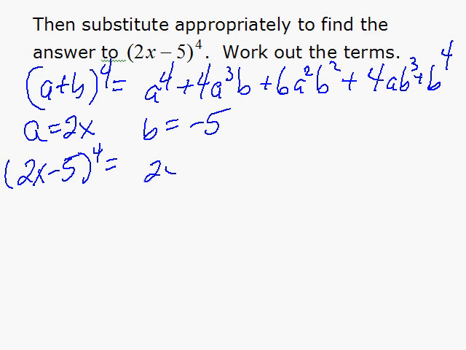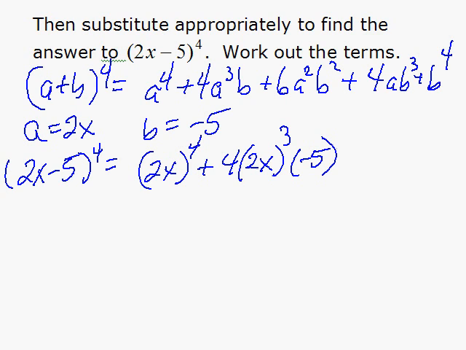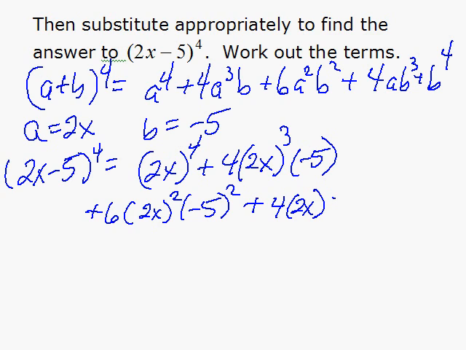So I have (2x) to the fourth. Remember the whole thing. Plus 4 times (2x) cubed times a negative 5. That's not subtraction, that's multiplication. The next term is 6, and then I would have (2x) squared, (negative 5) squared. The next one is 4, (2x) times (minus 5) cubed, and the last term is (minus 5) to the 4th.